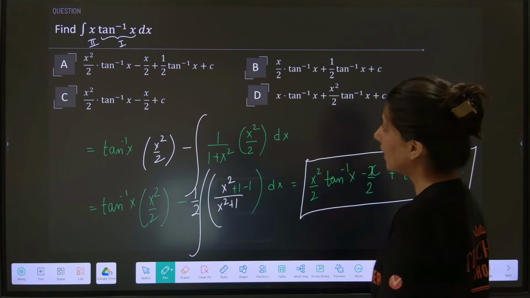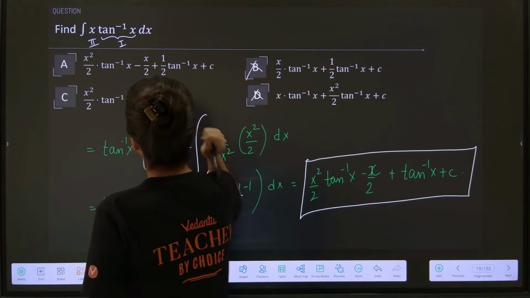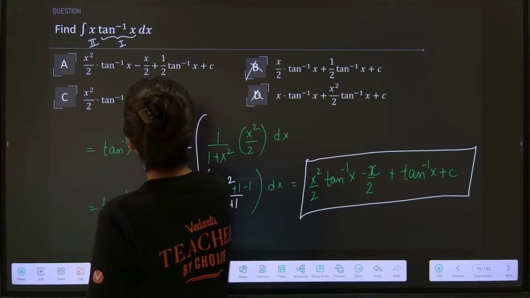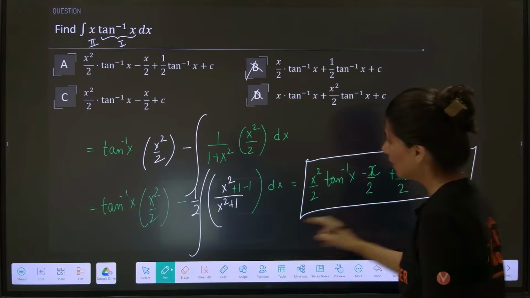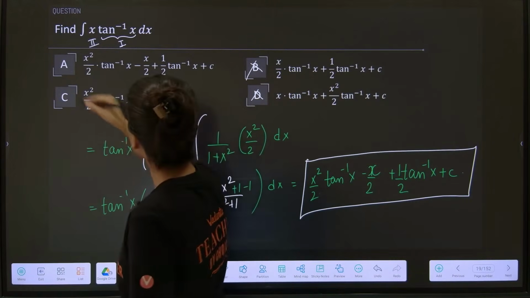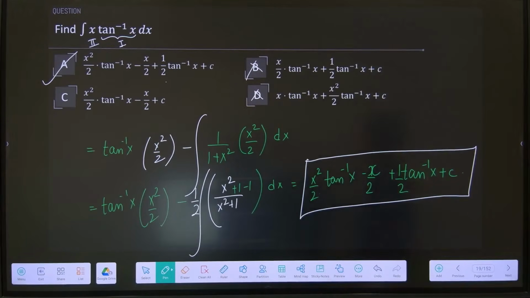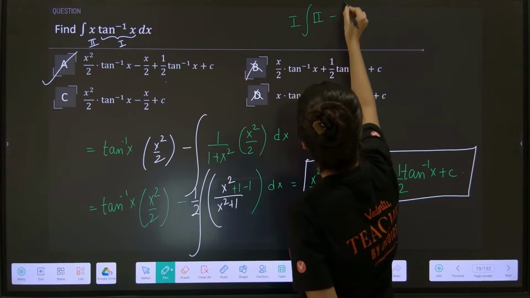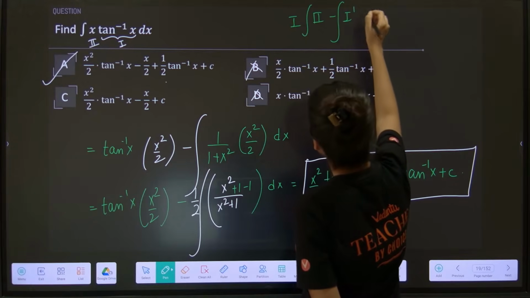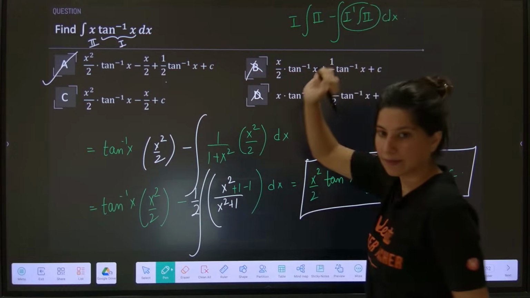So now this is your answer, match it. x square by 2. So ma'am, B and D are wrong, there is no x square by 2. So x square by 2 tan inverse x minus x by 2. Let's not forget half is also there, no? This half will get multiplied. So half is there. Option A looks correct. Have a look, let me know. See, I'll write the formula: first function constant integration of second, minus integration of derivative of first and integration of second, and the whole integration. Clear?